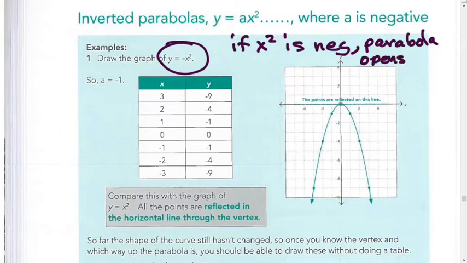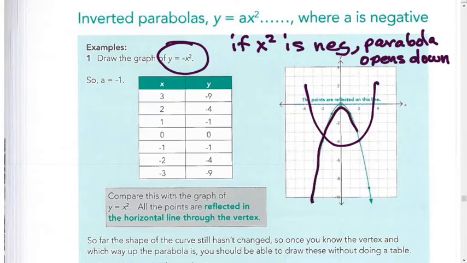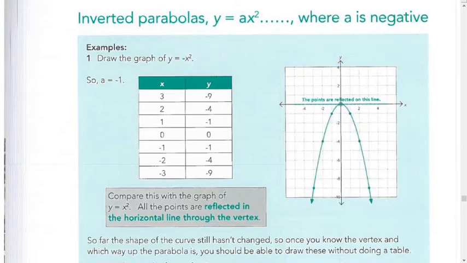Then the parabola opens down instead of up. So instead of this U-shape, we're getting this shape here. Everything else stays the same. The horizontal shift, the vertical shift, all of that stuff is going to stay the same. The only thing that's going to change is that instead of opening up, it's going to open down. So let's look at a couple of those so that you can see some.